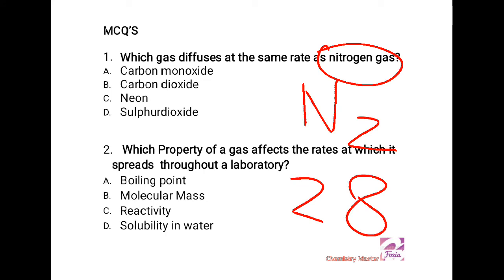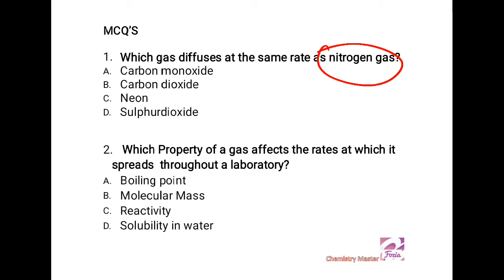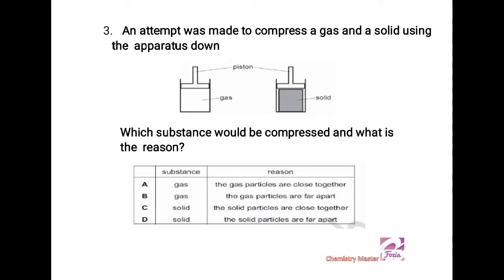So you have to see the rate: the comparative rate with nitrogen is the comparison of any gas by means of its molar mass to nitrogen gas. So you calculate the molar mass of all the given options, then compare it with nitrogen, and you will get your answer. Next is: which property of a gas affects the rate at which it spreads throughout the laboratory? Again, the concept is the same. To solve number 3, let's see what's shown here.